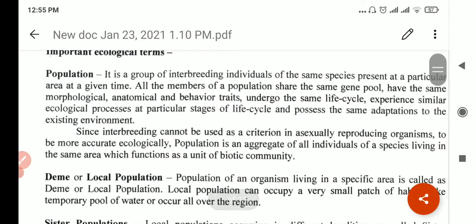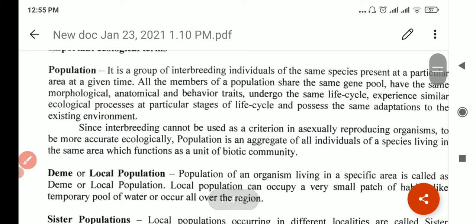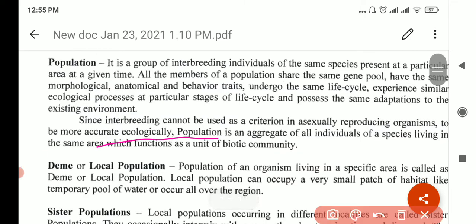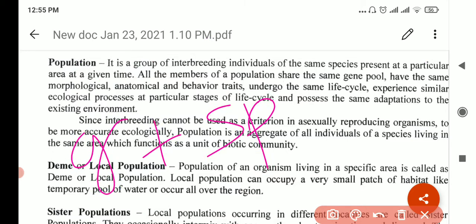It is a group of interbreeding individuals of the same species present at a particular area at a given time. So they have to interbreed, number one. They have to be of the same species, number two. And they should be at the same area and same time. You got it? What is a population? It is obviously a group of interbreeding individuals of the same species at a particular area at a given time.